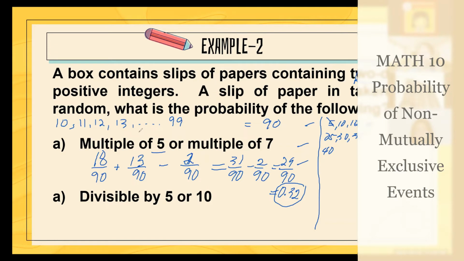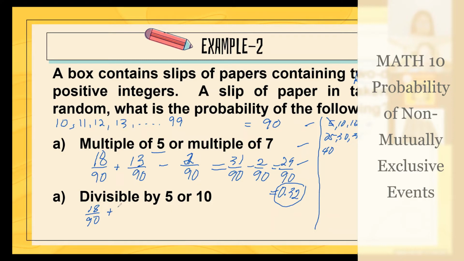Okay, sige. Kayo na lang maglista. How many numbers are divisible by 5? Sige nga, ilista natin. How many numbers are divisible by 5? Diana? 18 po. 18. So, like divisible by 10 kanina, no?